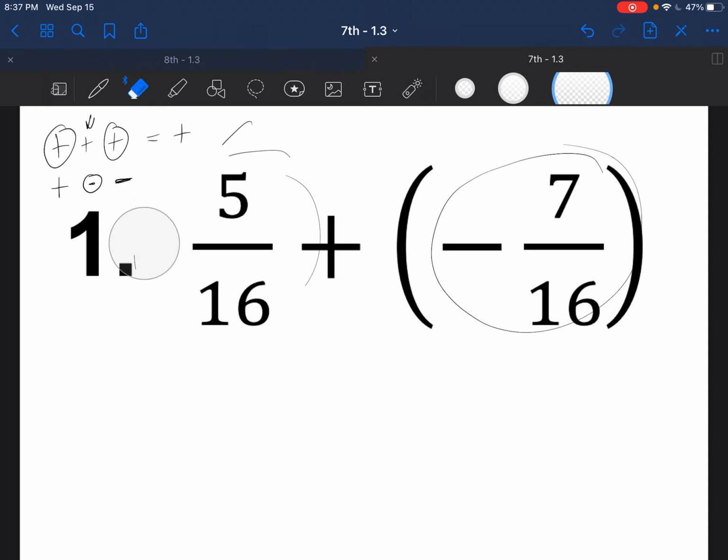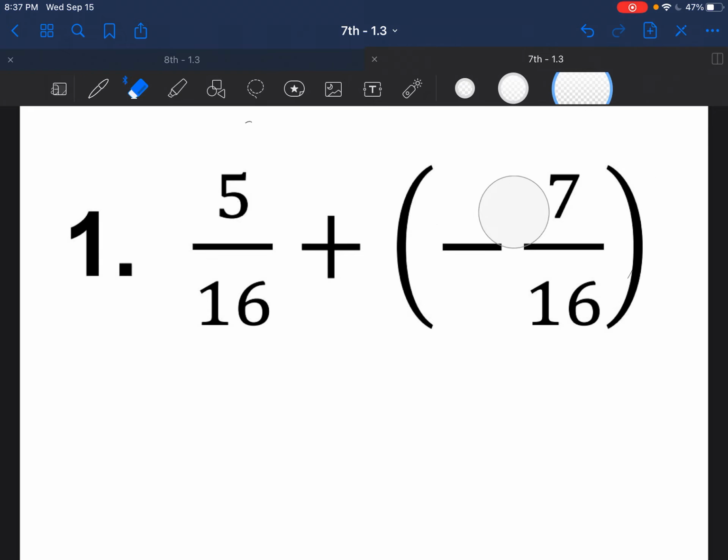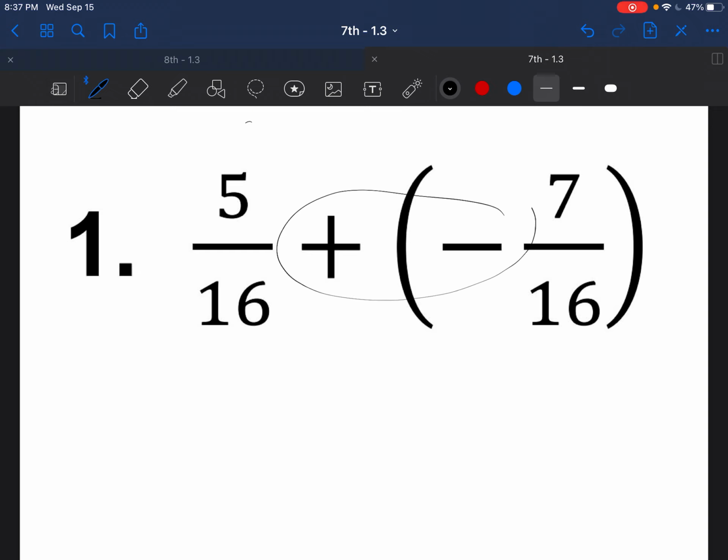Please do not get confused. You know, I had a few questions today like, well, I don't know what that means. Well, all that means is we're adding a negative 7/16. Don't let that confuse you either. Honestly, you could probably just scratch that out. Who cares? And we're going with that. All right, so same sign, different signs. We know that's a negative. We know that's a positive. So if they are different signs, we have to subtract.